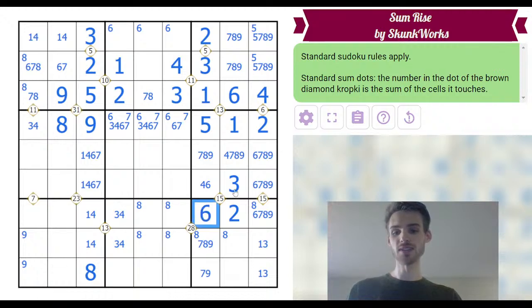So that's not a 4, that's a 6, that's a 4. That's definitely not a 6, that's definitely not a 9. This is not 3, 4, which means that this is 3, 4.